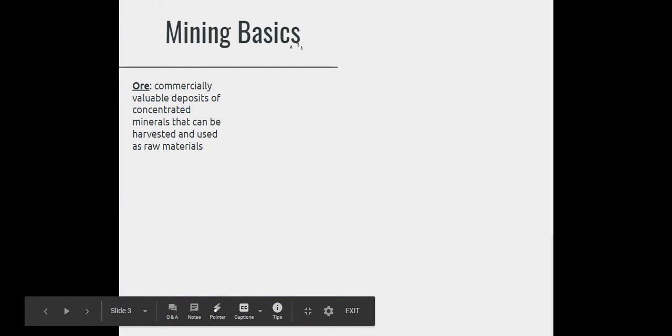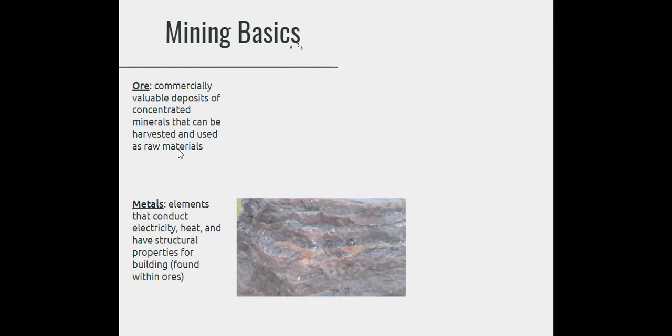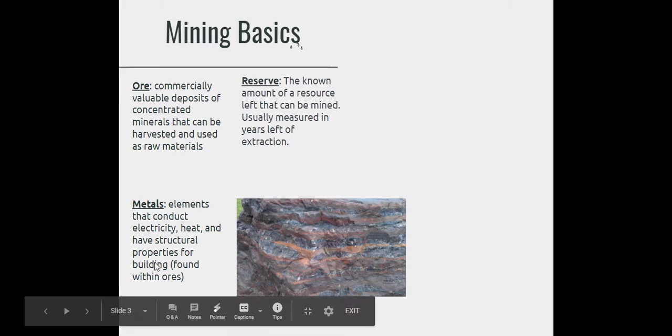So some of the things you need to understand is what is an ore. That is what is being grabbed by the mining processes: commercially valuable deposits of concentrated minerals that can be harvested and used as raw materials, such as metals. Metals are elements that conduct electricity and heat, and have structural properties that can be used for buildings. And these are found within ores. You can see here there's a line of the metals within the ore.